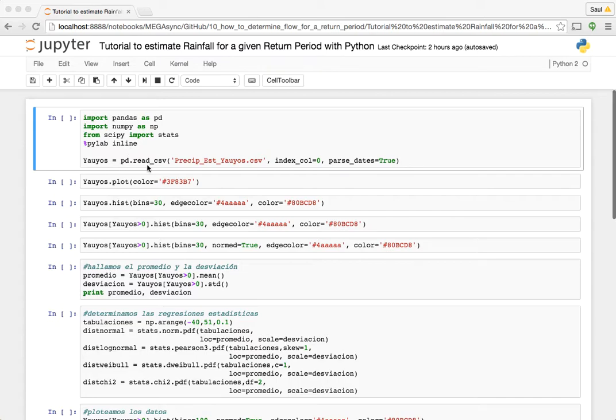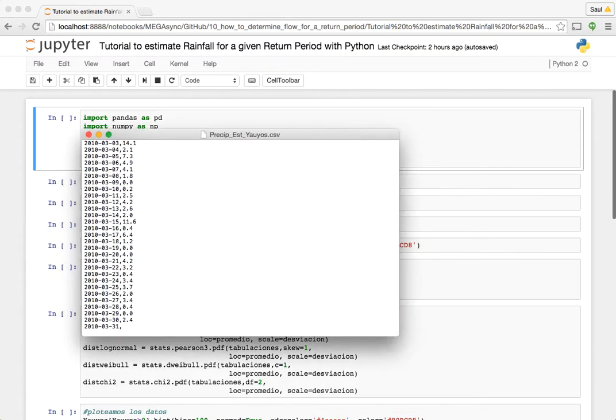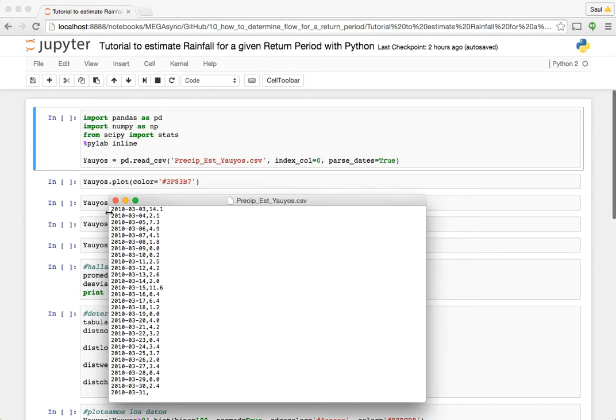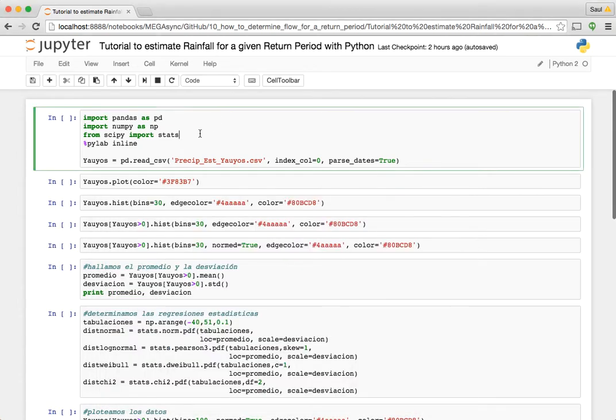Then with this command we open this file. We say that this column is the index, but in fact it is an index of dates. So it actually recognizes that these are dates and treats them like dates. This is very powerful, and with just one line you can deal with 50 years of precipitation. So we run this.